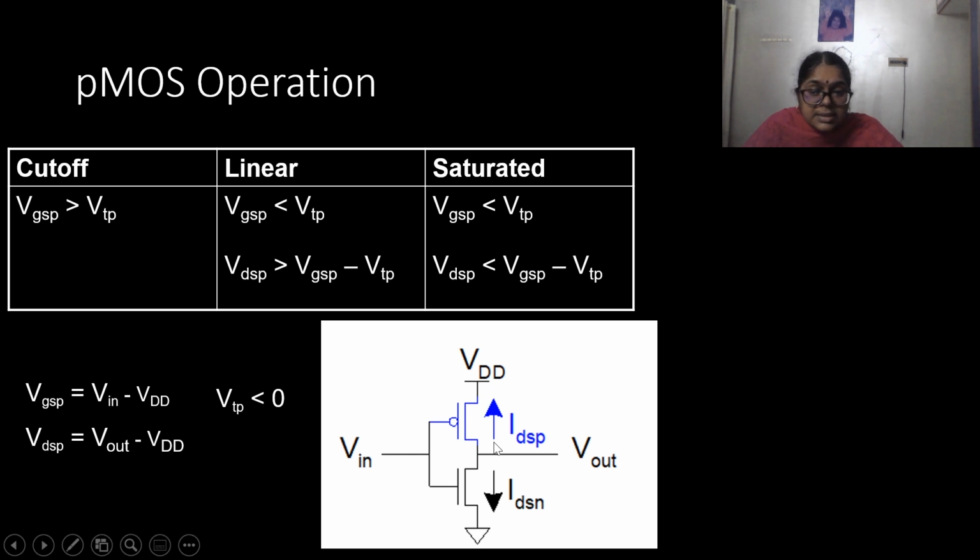Here, when we consider the pMOS transistor in the CMOS inverter circuit, VGS is the gate to source voltage. Gate voltage is Vin and source voltage is VDD. So VGS is Vin minus VDD. For the pMOS transistor, VTP is negative, or it is less than 0.